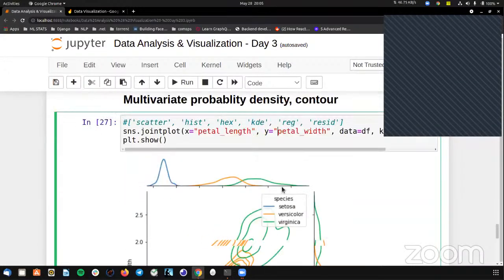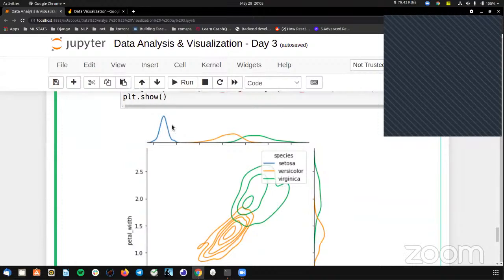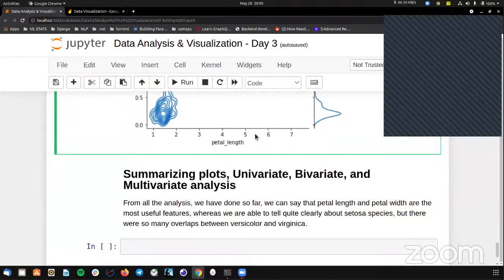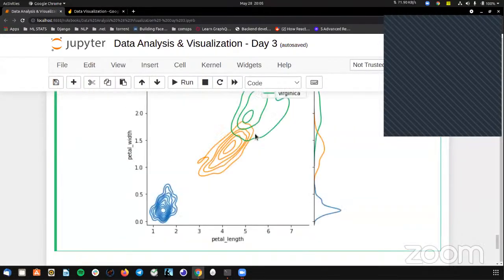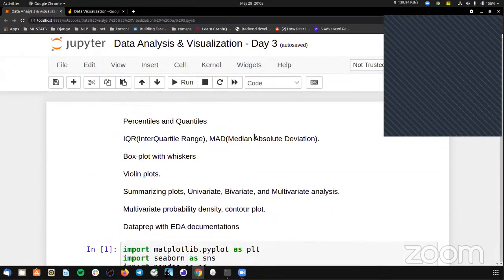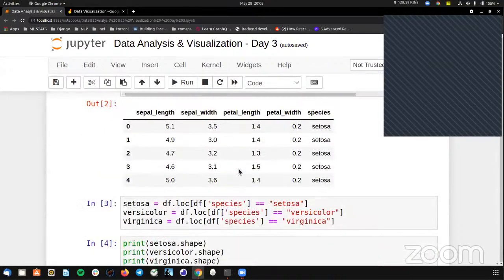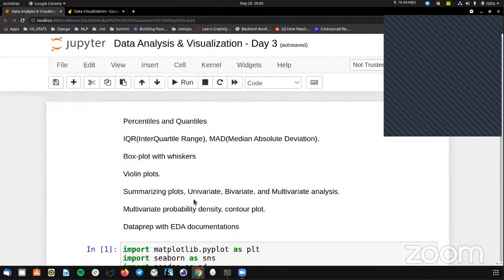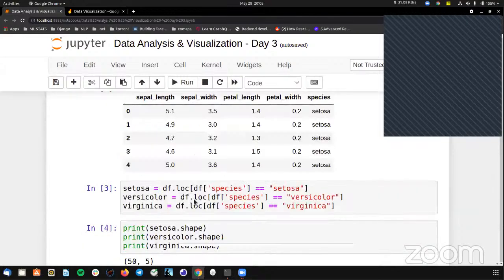It is multivariate probability density because we have three classes here to be precise, this one and this one. And each class has four features: petal length, petal width, sepal length and sepal width. So we are done with the multivariate and everything, and the course overview that we had in our minds. We are done with the course right now. The data prep with the EDA documentation, I am going to tell you now.